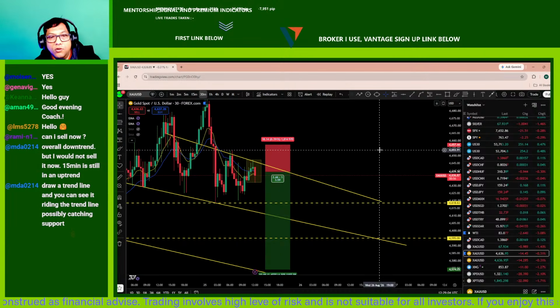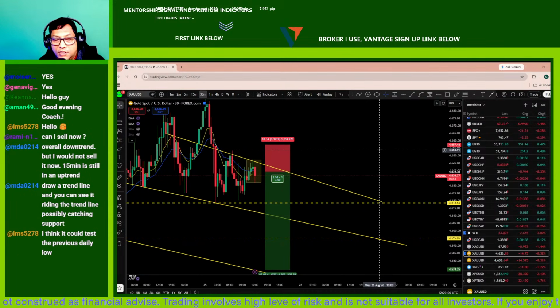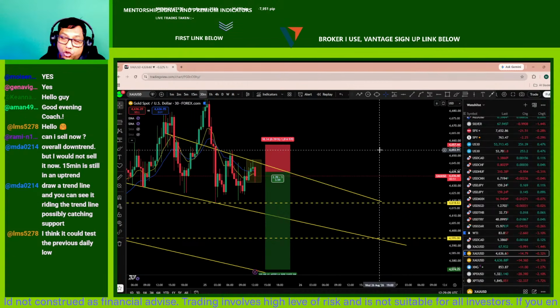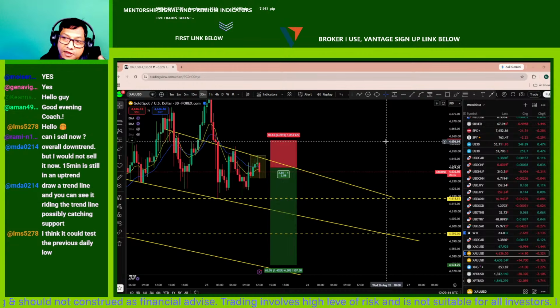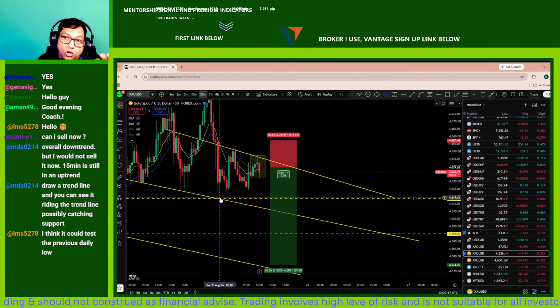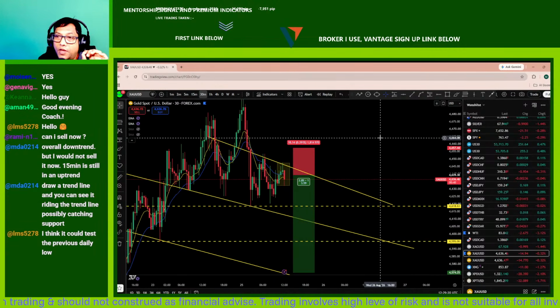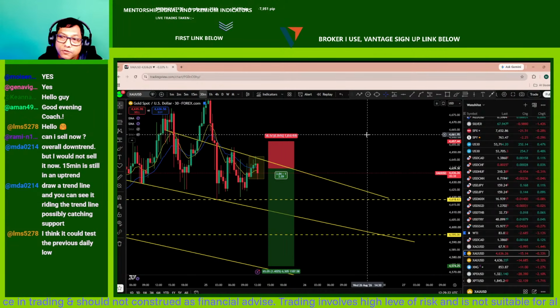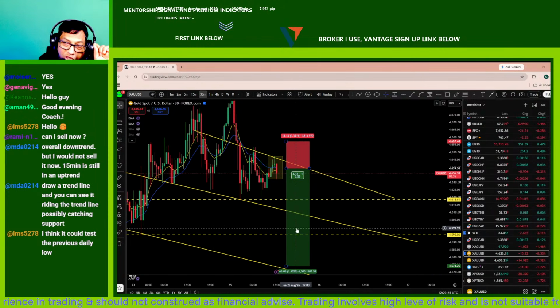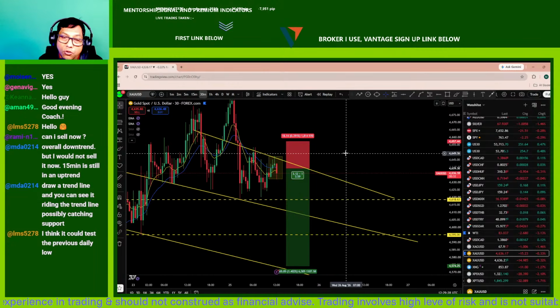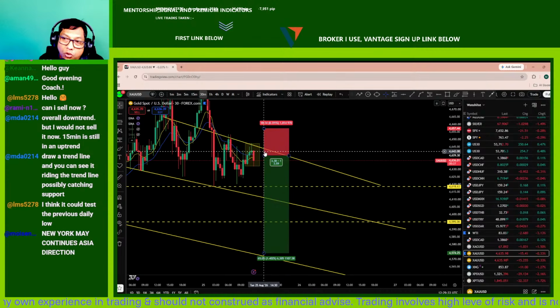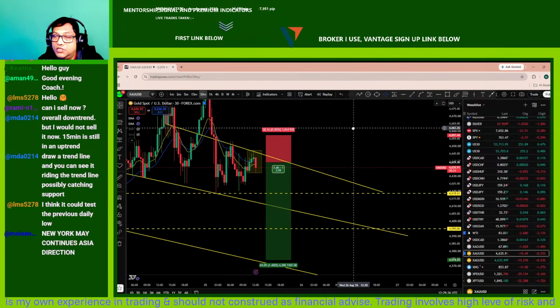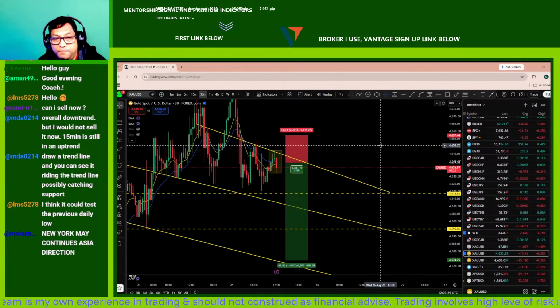I think it will test the previous daily low. I think so. The market here, firstly, if you see, today's low is here, right? And because there isn't any significant breaking news, it may not come straight to the previous daily low, but it might go a few times, break up and down, and then finally come back to the previous daily low here. New York may continue Asia direction.